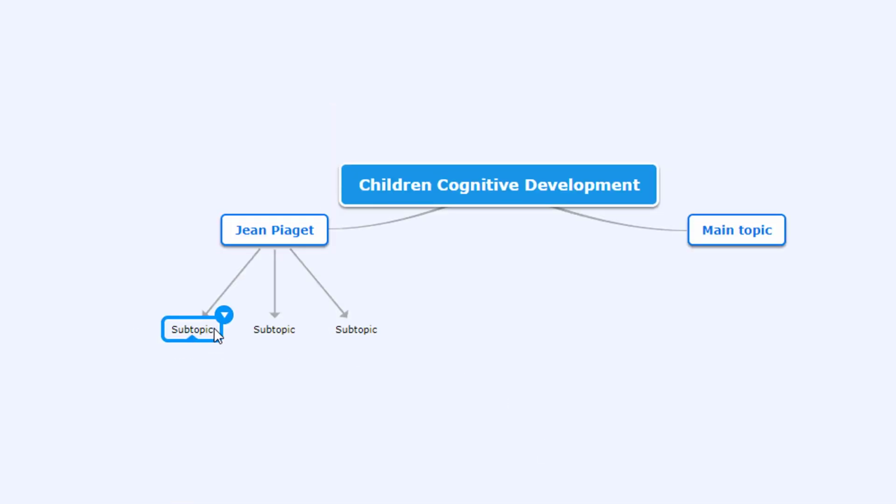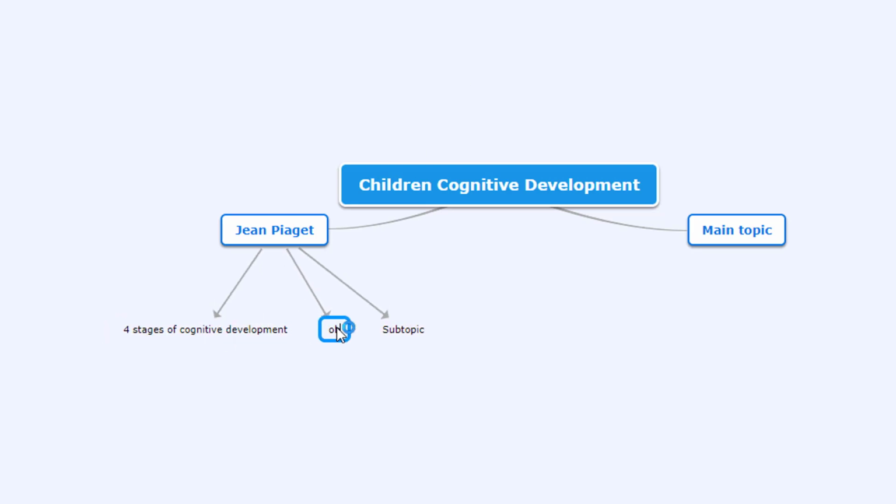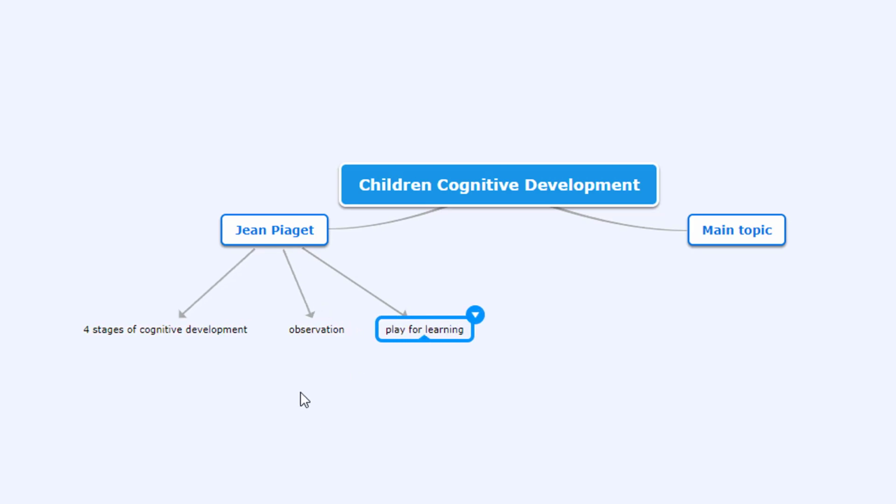So the first theory I'm going to list here is four stages of cognitive development. And the second one is observation. And third one, Piaget mentioned about play for learning. Okay, so as you can see, it looks really dull. So I want to change the style.